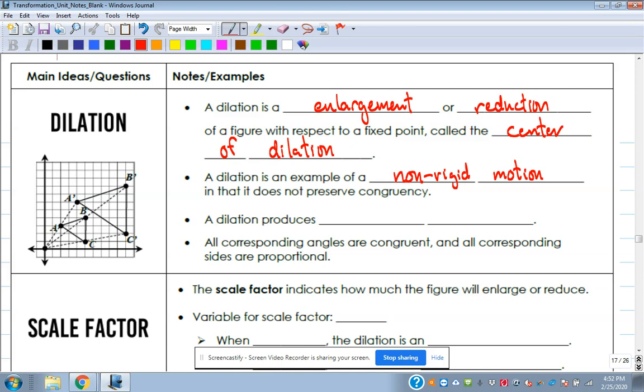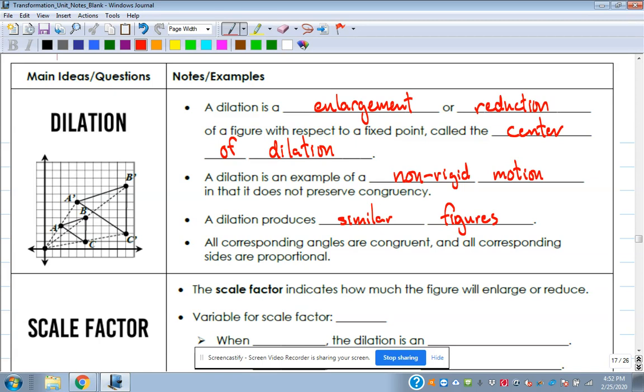Dilations produce similar figures. And that is a topic we'll get into after spring break. We'll get into things about similar figures and do some work with those things. So pretty easy thing though. All corresponding angles are congruent, and all corresponding sides are proportional. So the proportional part of that, the angles are the same though. So the general shape of it, if it's a triangle and you dilate it, it better look like a triangle, just the same one, bigger or smaller. It's just shrinking and stretching. That idea is what we're going to do with this.